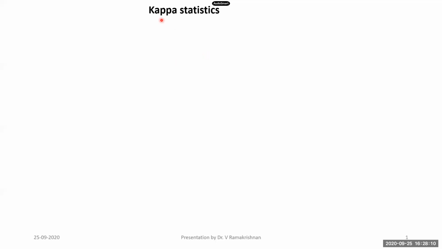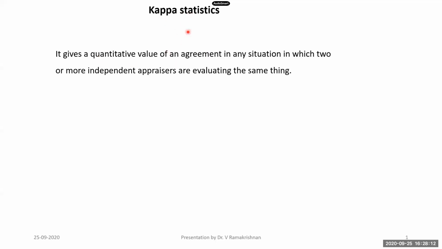Dear students, today we are going to see kappa statistics. What is kappa statistics? It gives you a quantitative value of an agreement in any situation in which two or more independent appraisers are evaluating the same thing.